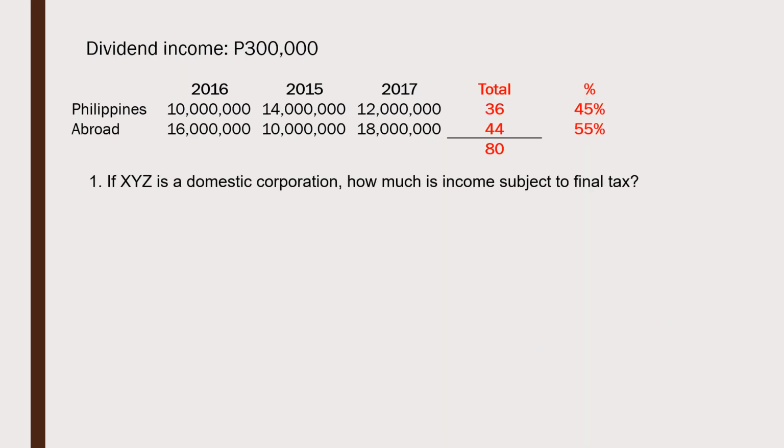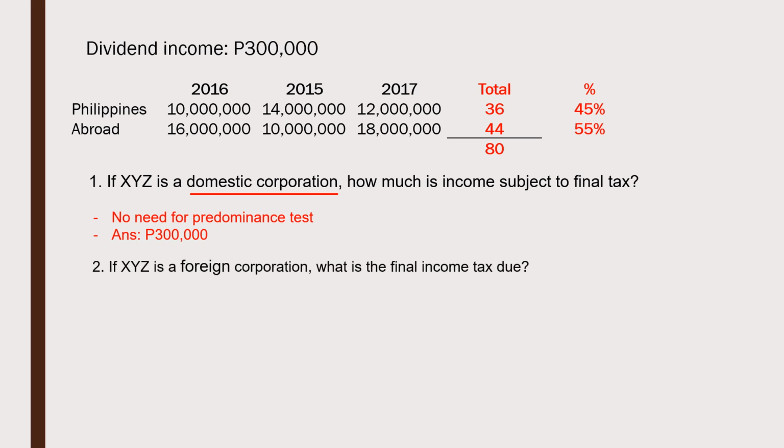The first question, if XYZ is a domestic corporation, how much is income subject to final tax? Again, if XYZ is a domestic corporation, there's no need to perform the predominance test and therefore the income subject to final tax will be 300,000 pesos.